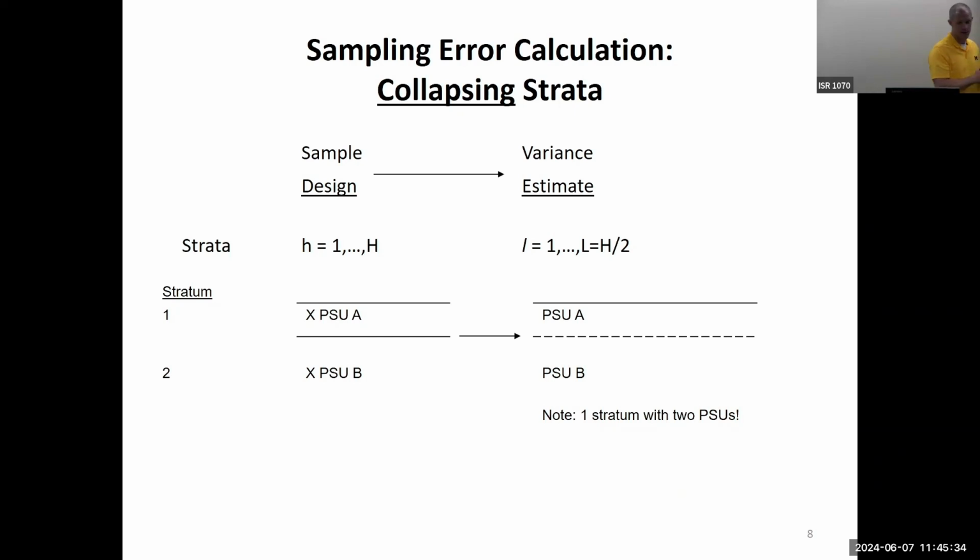And that's where we have some increase in our variance estimate. We just have fewer strata in the original design. Actually, we might divide it by 2, depending on how much collapsing we do.